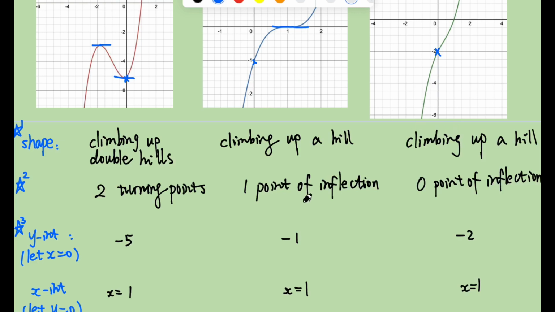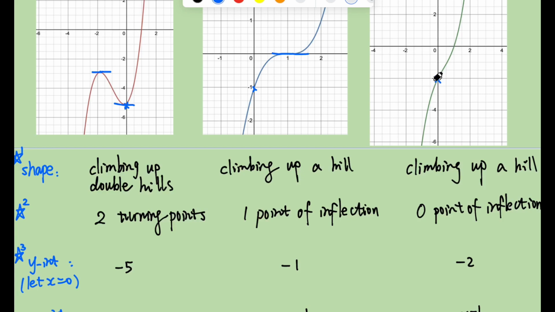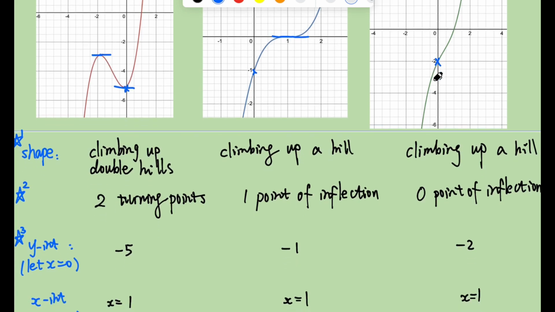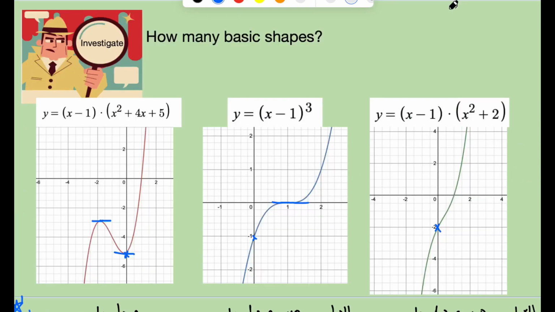And then for x-intercepts, we can see all of them have only one x-intercept. They all cross the x-axis at x equals 1. So this is the similarity between them. Based on these functions, we can see there are 3 basic shapes of the cubic functions when a is greater than 0.